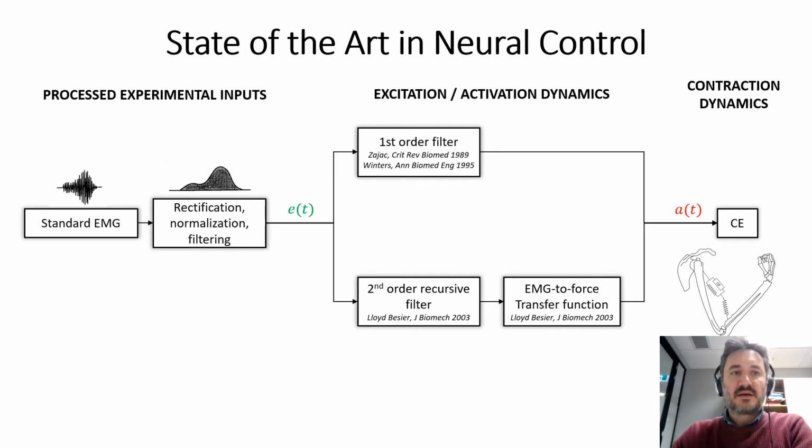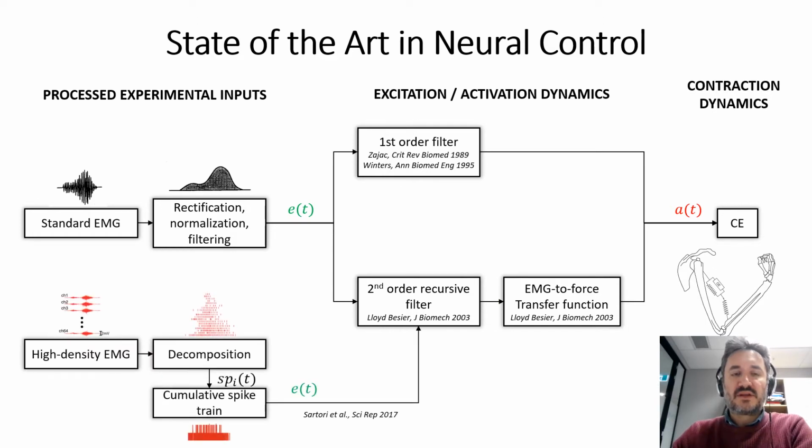Classically, standard bipolar surface EMG signals have been processed to obtain a neural excitation E that was then processed through an excitation-activation dynamics. The final output of these transformations is an activation used as an input for the contractile element of a lumped parameter Hill-type model, often representing an entire skeletal muscle.